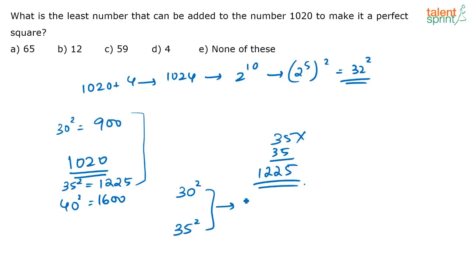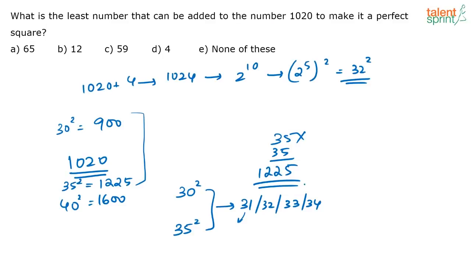Between 30 squared and 35 squared, what are the numbers that you have? You have 31, 32, 33 and 34. It will be easier for you to check once you are able to narrow it down like this. 31 squared is I think 961, correct? So you are left with 32, 33 and 34. Check which one will be the closest one. For this question, if you take 1024, we know that it is 32 squared.